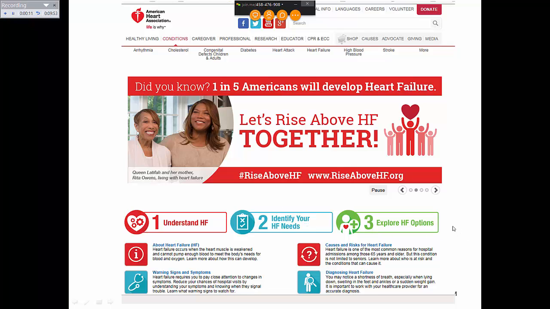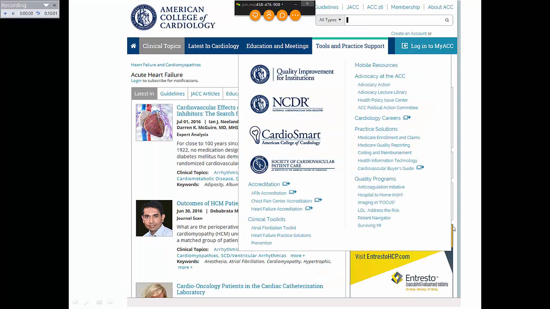So more education is being provided, not only to the healthcare community but to the end consumers, our patients. The American College of Cardiology has come out with a lot of resources. CardioSource gives us some clinical guidelines, and they have quality improvement for institutions, the National Cardiovascular Data Registry, CardioSmart, and the Society for Cardiovascular Patient Care.